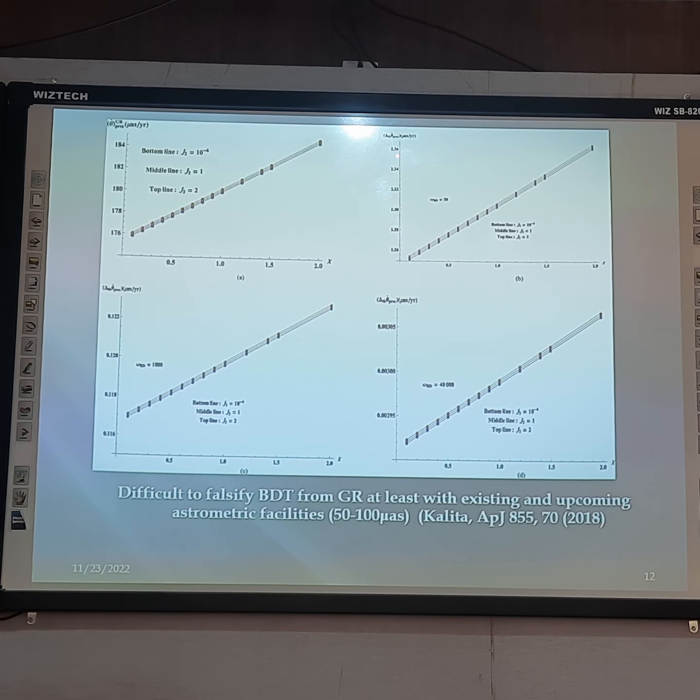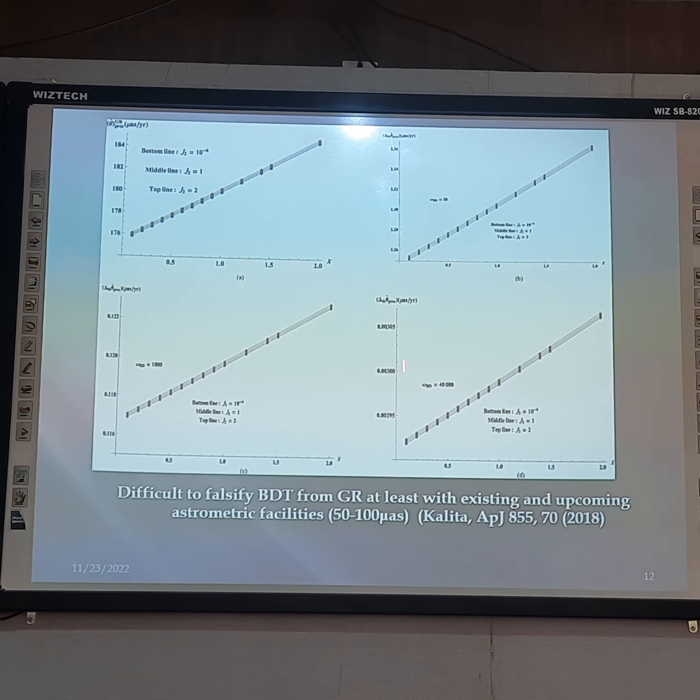And you see that it's quite small. It's something like 1 micro-arc second per year. If we parameterize the theory by the Brans-Dicke parameter, if it is too small, it will quantify maximal deviation from GR, and if it is too large, like 40,000 or 1,000 or 50,000, that will be almost like GR. That is what the Brans-Dicke parameter is.